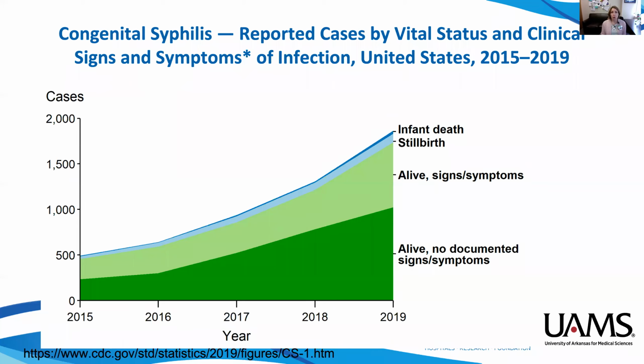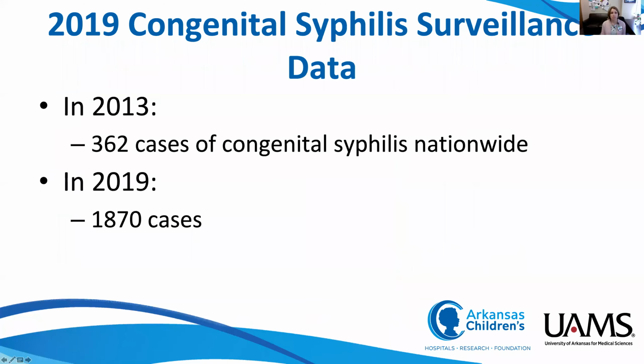When we look at what these children with congenital syphilis look like, a significant proportion of them are alive but have no documented signs and symptoms. So you really have to rely on maternal testing and testing of the infant to identify these kids. Many of them do have signs and symptoms, but there are all of these kids here who have no documented signs and symptoms. Another way to put this: in 2013, there were 362 cases of congenital syphilis nationwide, and in 2019, there were 1,870 cases. Again, just a terrible trajectory to be on.